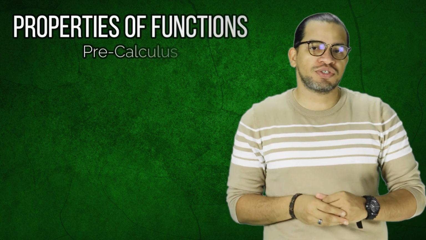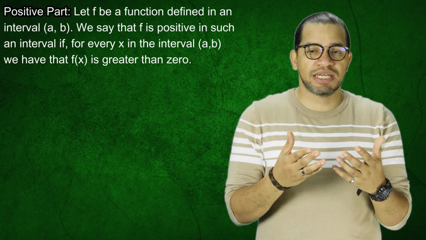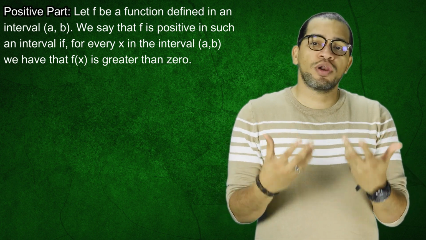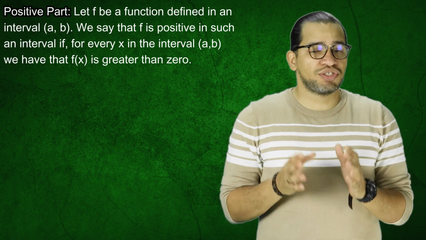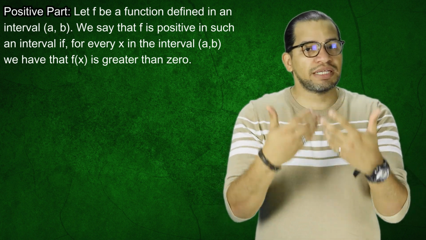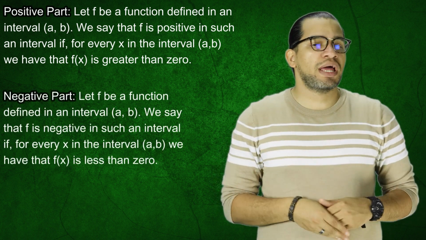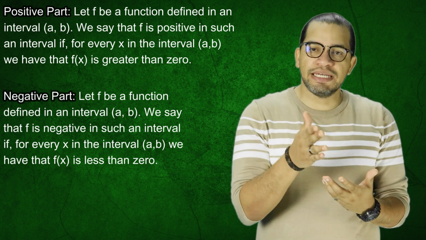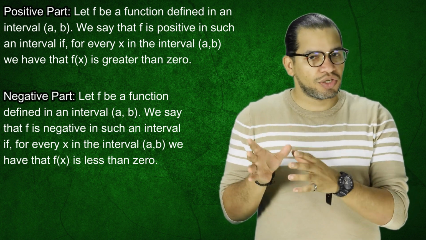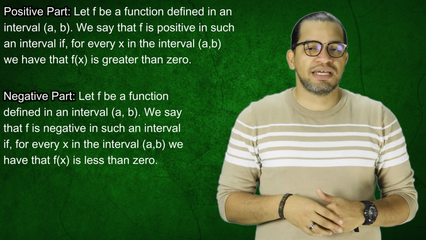In today's lesson, we are going to learn several properties of functions that we always need to have in mind. The first property about functions that we need to have in mind is the concept of positive and negative functions. We say that a function f is positive in an interval (a, b) if and only if for each element x in such an interval, f(x) is greater than 0. Analogously, we say that a function f is negative in an interval (a, b) if and only if for each element x in such an interval, f(x) is less than 0.